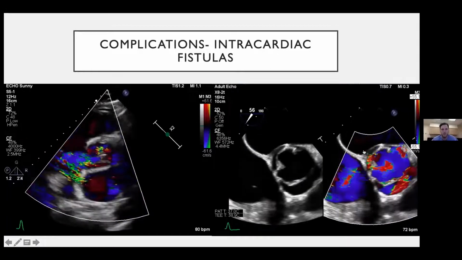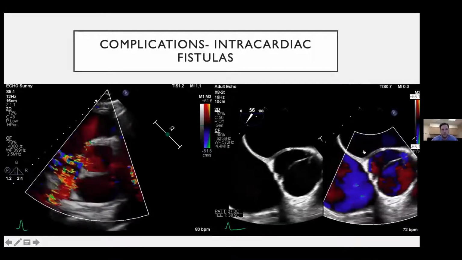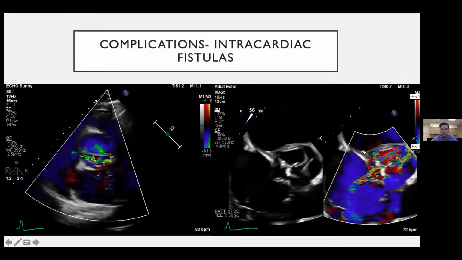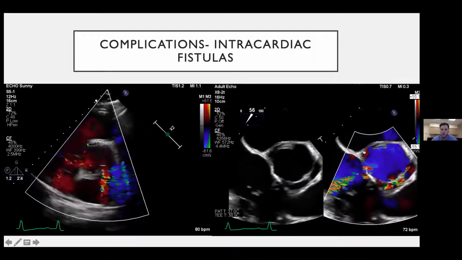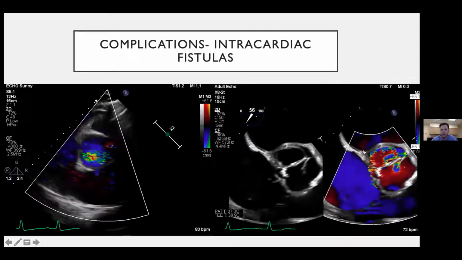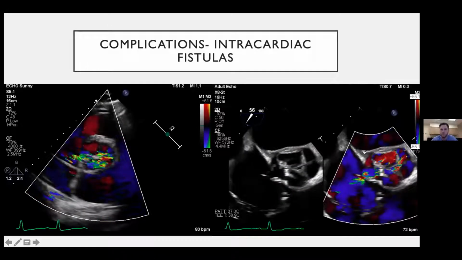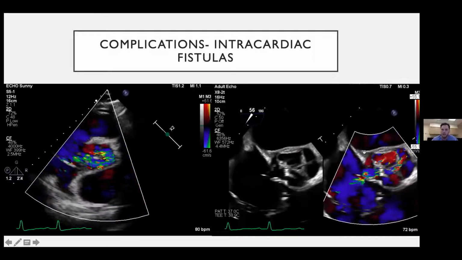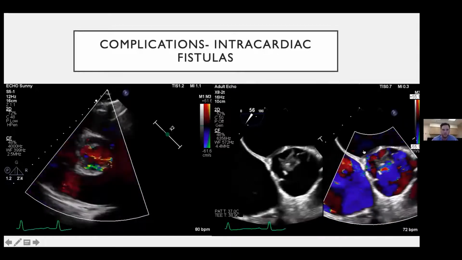On the right, you see TEE images, short axis of the aortic valve again. And what you see is clear color flow entering the right atrium from the region of the aortic valve. And you see a two-dimensional gap there as well. So that's diagnostic of an intracardiac fistula.